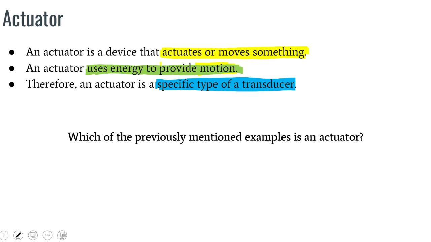Say, for example, a motor is something that is converting electrical energy into motion. So a motor is an actuator. Whereas a generator is using mechanical energy to produce electrical energy. The output is electrical energy. So it is not an actuator. So you can think of those in those terms.